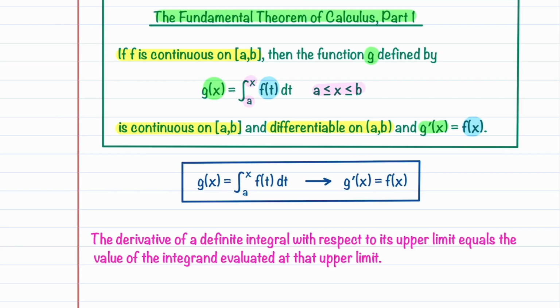I've summarized this down here in our blue box. If g of x is the definite integral from a to x of f of t dt, then g prime of x is just f of x. Let me say this a little bit more simply. The derivative of a definite integral with respect to its upper limit, which in this case is x, equals the value of the integrand, that's f of t, evaluated at that upper limit, which is x.